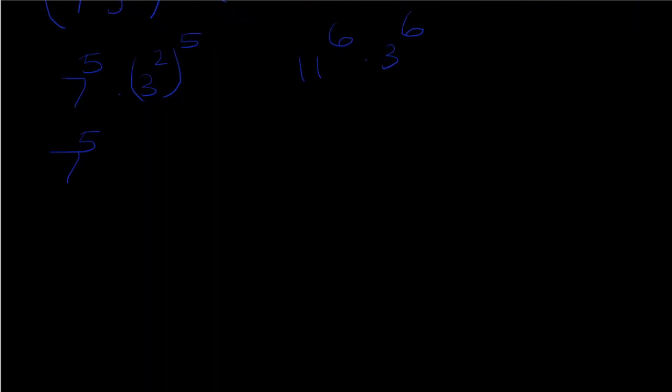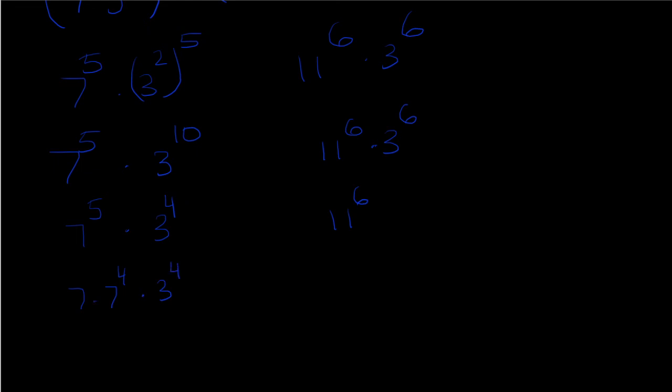So we're left with 7 to the 5th. Exponent to an exponent, we multiply, so 2 times 5 is 10. And then we have 3 to the 10th on the left, and 11 to the 6th times 3 to the 6th on the right. I'm going to divide both sides by 3 to the 6th. So I'm going to be left with 7 to the 5th times 3 to the 4th, and 11 to the 6th on the other side. I can then, let's see, pull out a 7. So it'll be 7 times 7 to the 4th times 3 to the 4th.